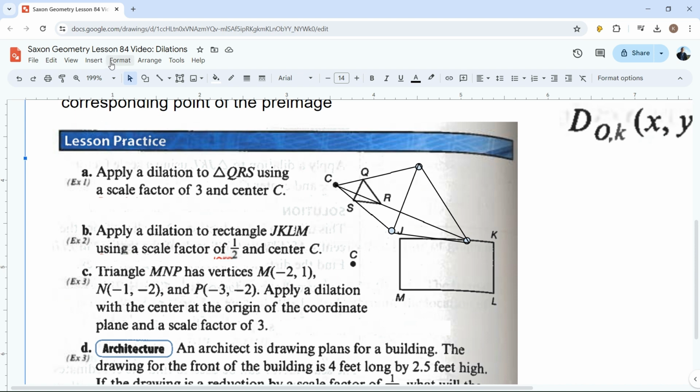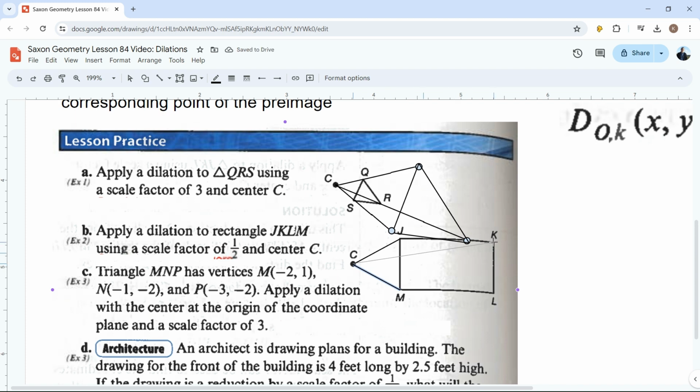Now, the same thing would apply down here to letter B. Apply a dilation to rectangle JKLM, except in this case, I need to make each of these half of their original length. Now, unfortunately, I have no good way of doing that. There might be a way of doing that in drawings. I'm just going to have to eyeball it here. But if I were actually doing this on paper, I would use a ruler.